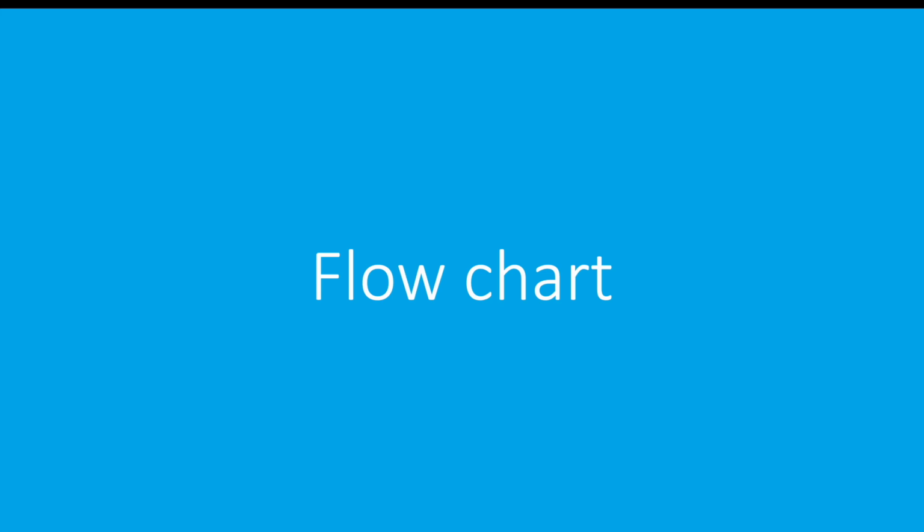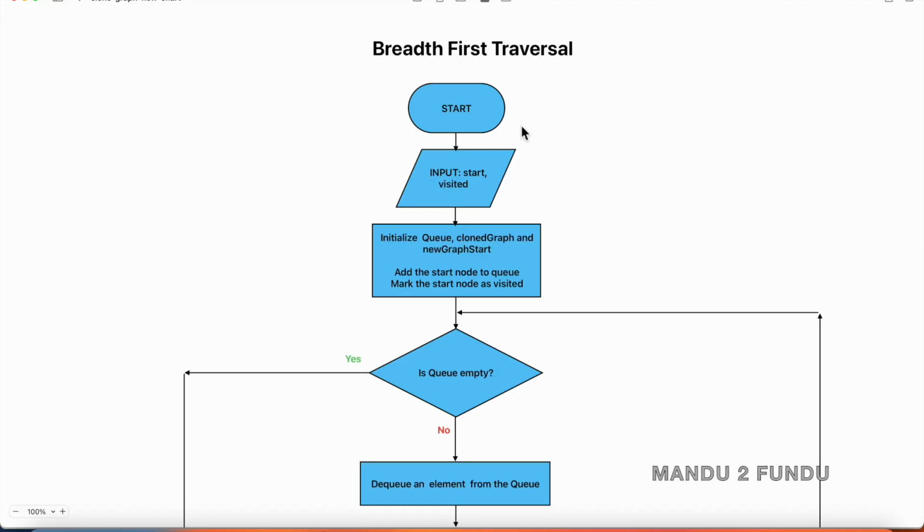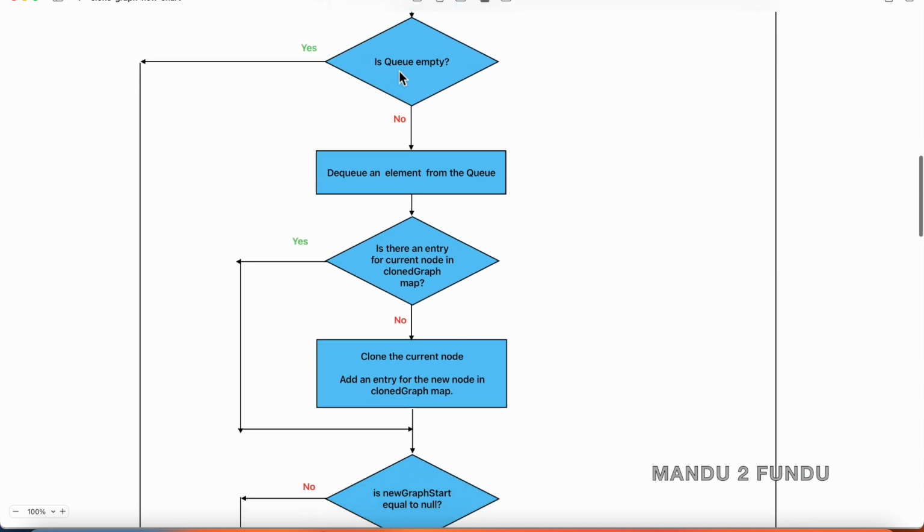Let's look at the flowchart. Input for this procedure is a start node and the visited map. First we initialize the queue, which keeps track of the next node to be visited, and the cloned graph map, which is for storing the cloned nodes, and then the new graph start will be initialized to null. First we add the start node to the queue and then mark that start node as visited. Then we enter this for loop. This will run as long as there is an element in the queue.